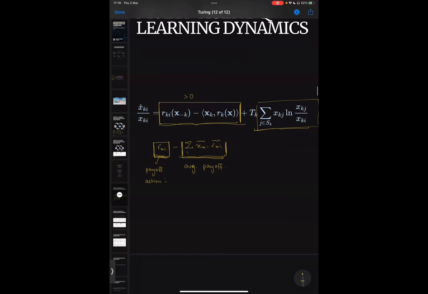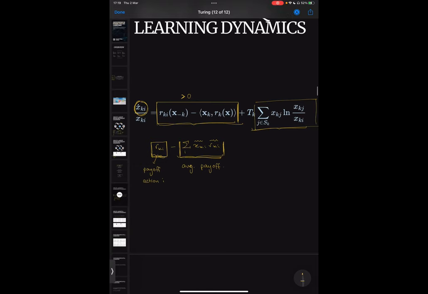And what that means is, since this part is positive, then the time derivative of playing that action is positive. So if action I is performing better than the expected reward, then I should play action I more often, or with a higher probability, yeah? So this side essentially just tries to maximize payoff.